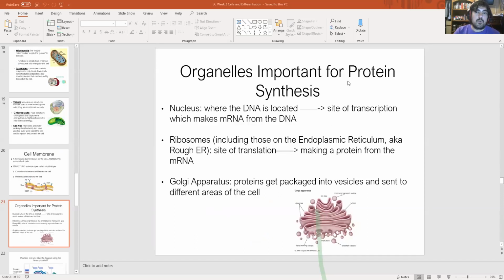So for protein synthesis, we have the nucleus. It's where the DNA is located. It's the site of transcription, which is where it's taking the DNA. I don't want to use translating because that's a different thing. It's taking the DNA and writing what that code is onto RNA, and then it's like, all right, send it out through carrier pigeon.